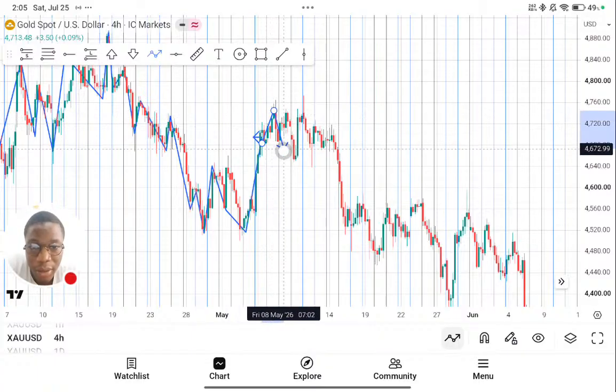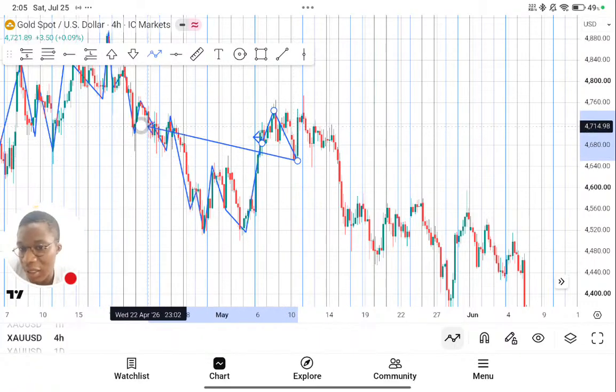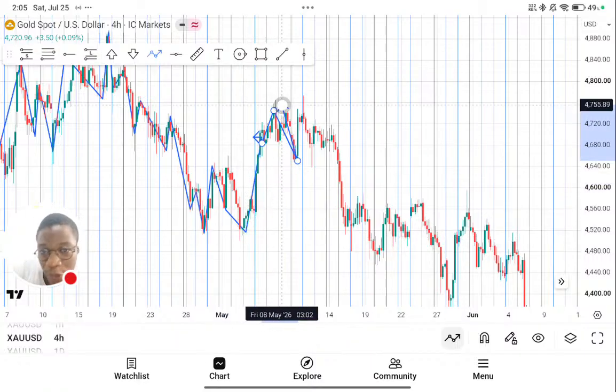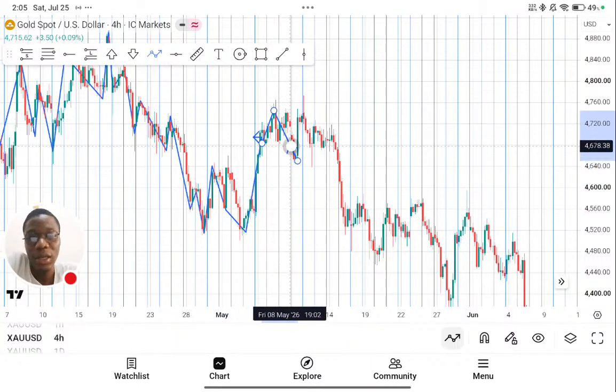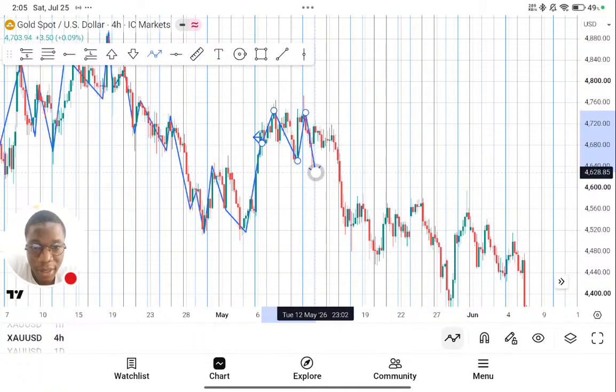Higher high, but then this low was taken out. So it means this whole move is a retracement. It made a new low. It couldn't make a new high. It made equal high. Then we went on ahead.